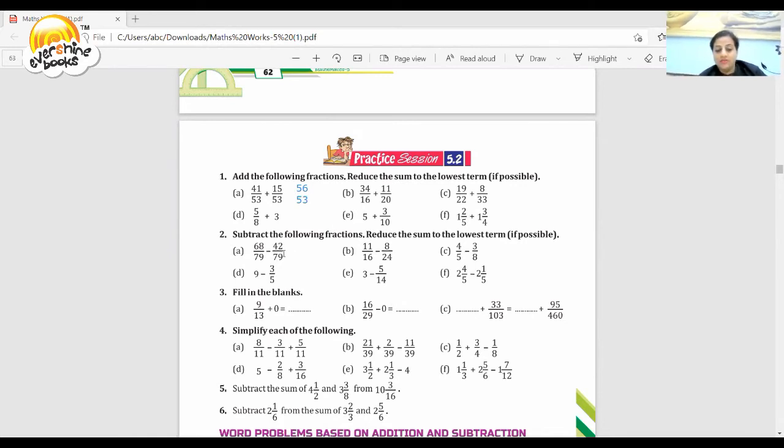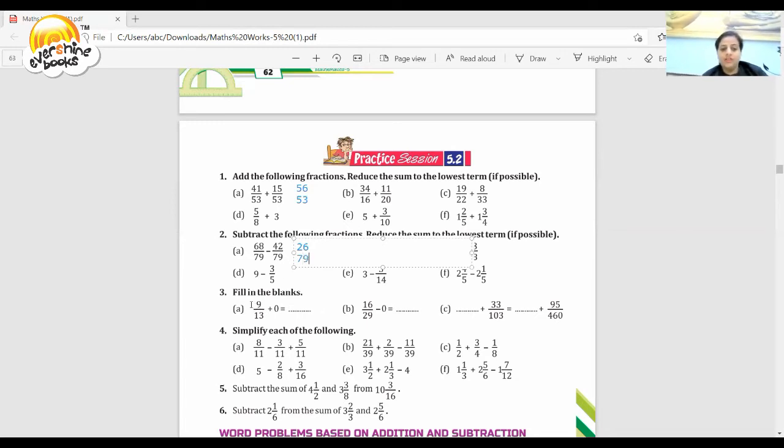Likewise. Now if we want to subtract, you have to subtract it, 68. 8 minus 2 is 6. And then 6 minus 4 is 2. So 26 will be the answer. 26 upon 79 will be the answer.